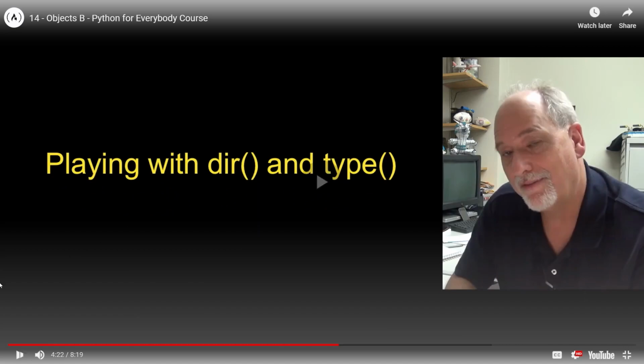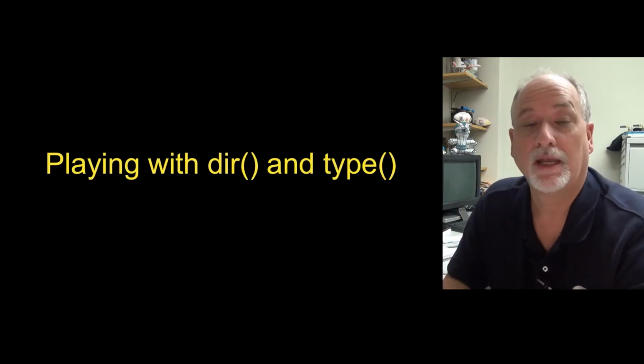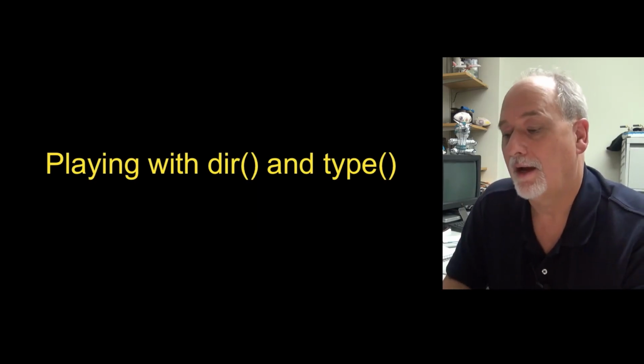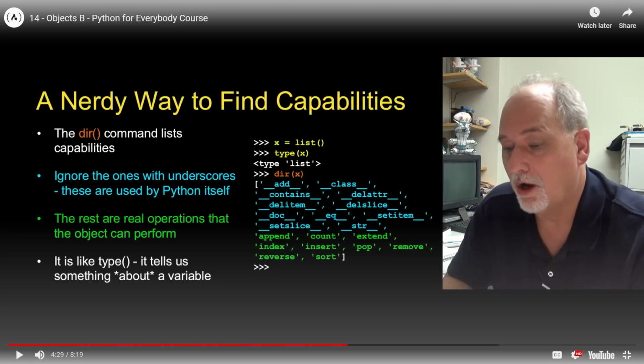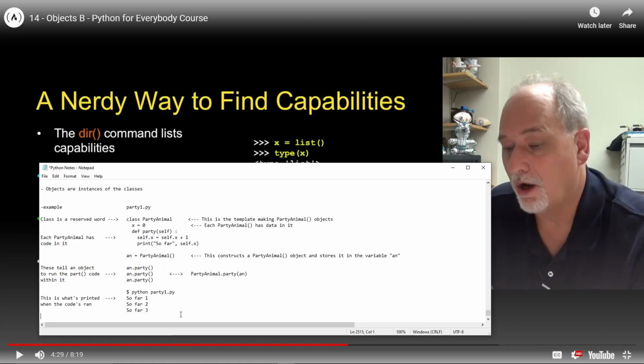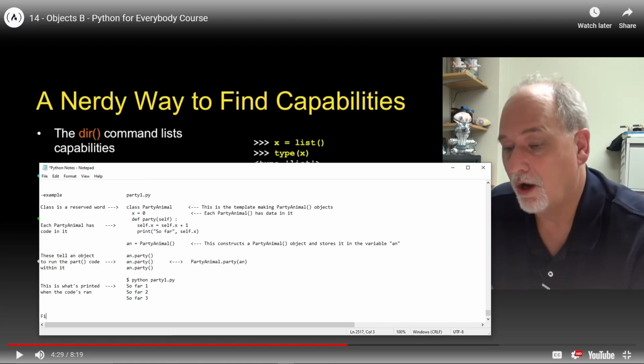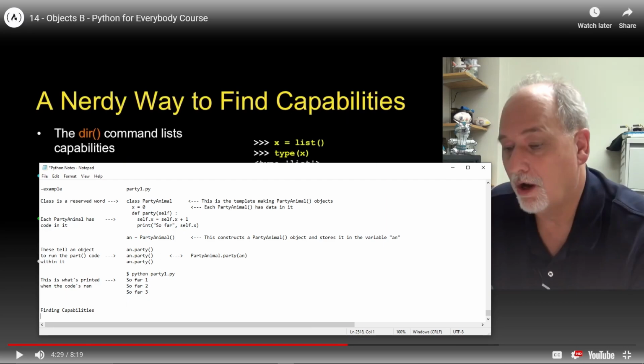All right, let's go. Inspect variables and types and objects. So we've been using objects all along. The nerdy way to find capabilities. I'm going to have to change that to finding capabilities. The only nerdy part about this is this part. Honestly, just change it to regular. All right. The dir command.